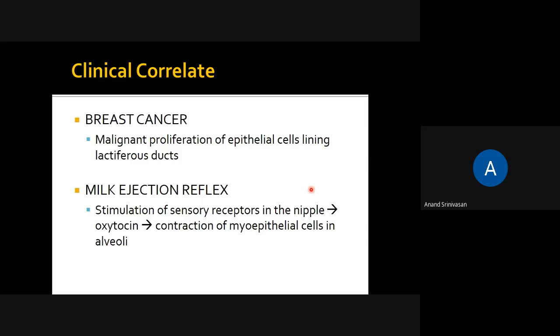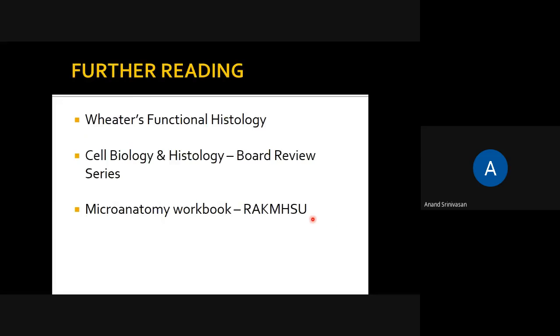All right. Breast cancer, we have already dealt enough about this. The milk ejection reflex is concerned with oxytocin. I was telling you, right? What happens when the baby cries? Because the baby cries, the brain stimulates, and then the oxytocin is secreted, and the milk flows freely because of the presence of myoepithelial cells.